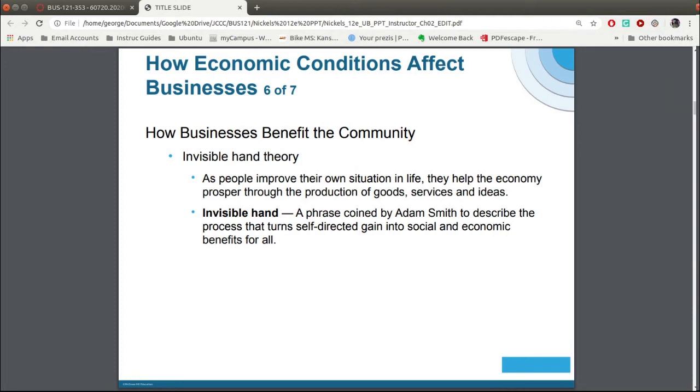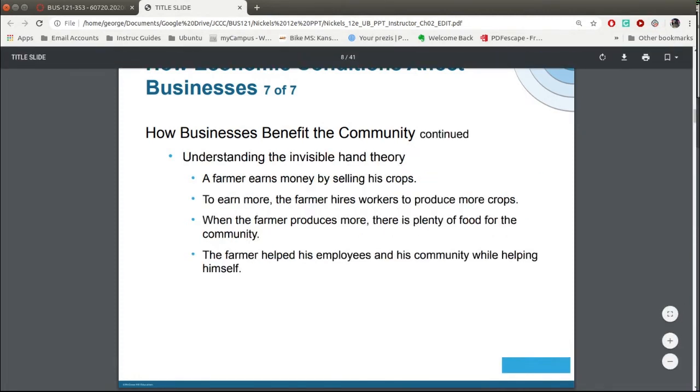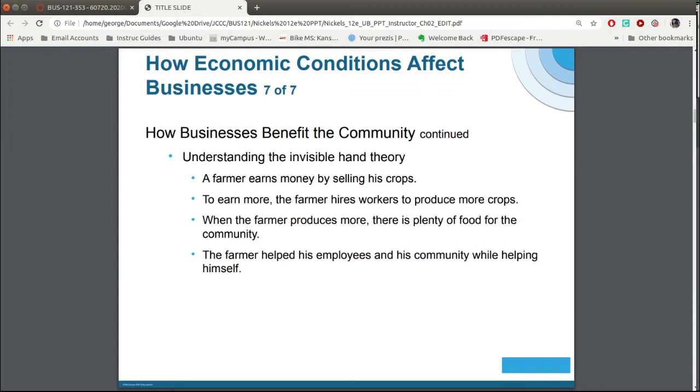In other words, what he's saying here is, with the invisible hand, you have a particular business and you want to do something, and you earn money by selling crops, let's say. If you hire more people, you can grow more crops. And if you can grow more crops, you can sell more to the community. And if you're selling more to the community, you can make more money. And you've actually helped the community at that point because they have more food, and the people that you hired now have income.